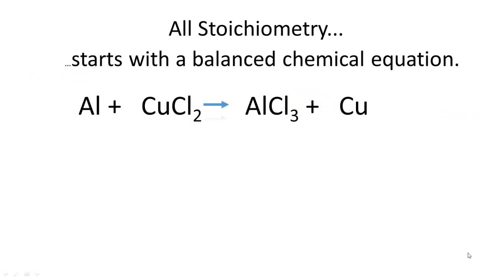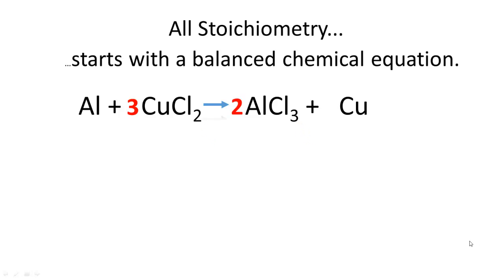All stoichiometry does start with the balanced chemical equation, and here's one right here where aluminum reacts with copper 2 chloride to form aluminum chloride and copper metal. We have seen this single replacement reaction in class. If you look at this chemical reaction, there are 2 chlorine in copper 2 chloride and 3 chlorine in aluminum chloride, and so to balance it, we would put a coefficient of 3 in front of copper 2 chloride and a coefficient of 2 in front of aluminum chloride.